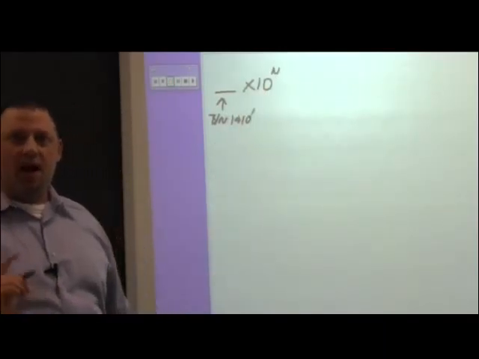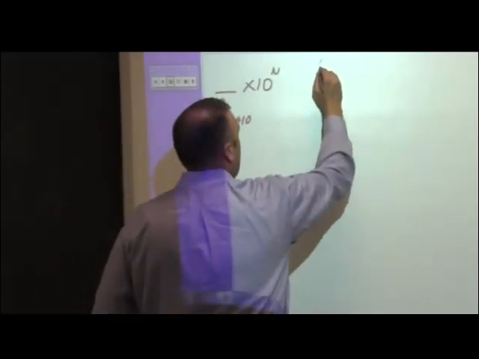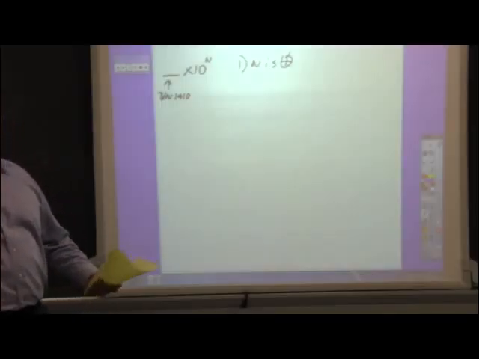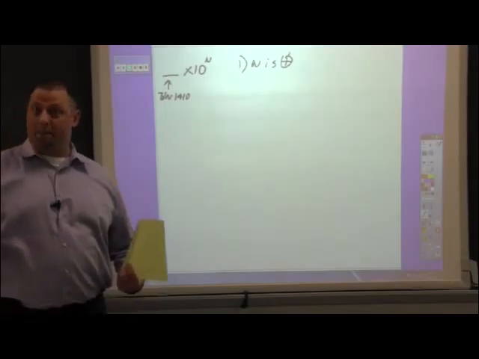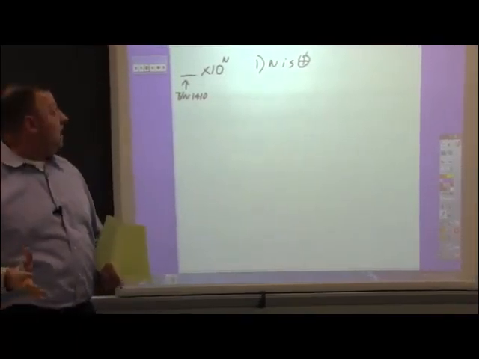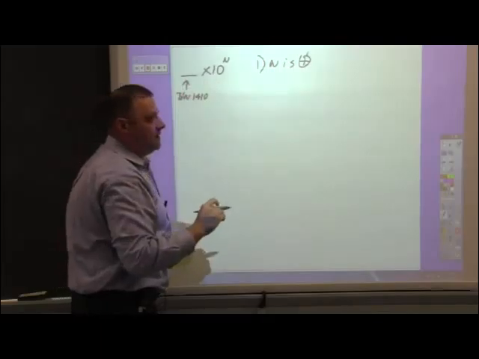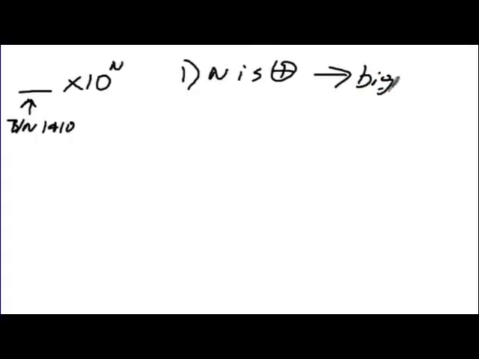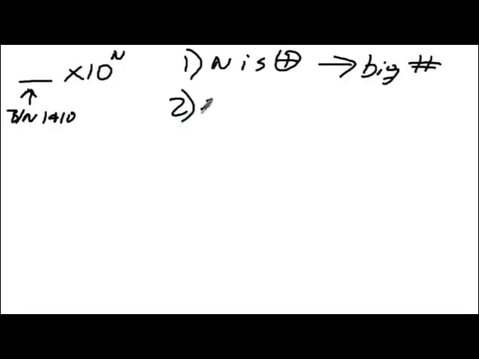Then you're going to have a power of n. If that power of n is positive, that's going to represent a big number, because that's what scientific notation is used for: how to write really big numbers or really small numbers. So if this power is positive, that's going to represent a big number. Just the opposite if n is negative. That's going to represent a really small number.